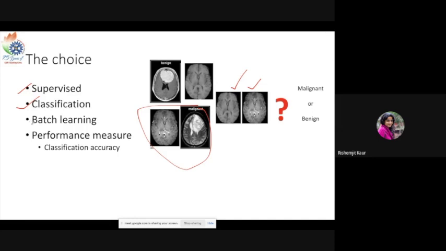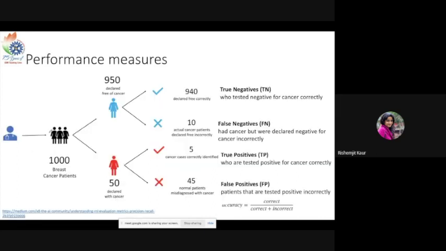Then it is, let's say, batch learning because we get a chunk of data, a batch of data, and then we will work on it. And in terms of the performance measure, it will be classification accuracy. So we will just look into the performance measures for the classification problem itself.